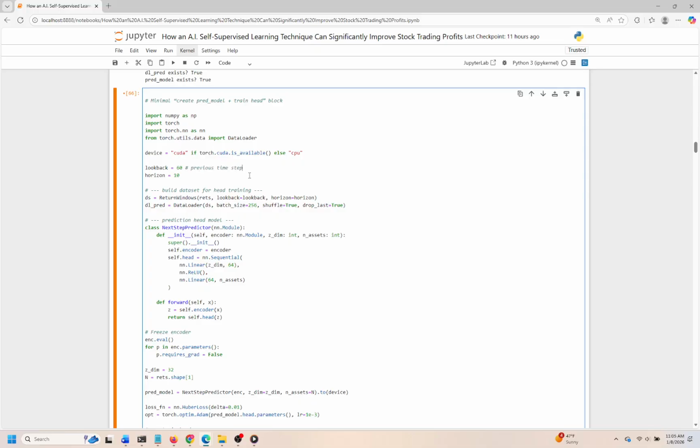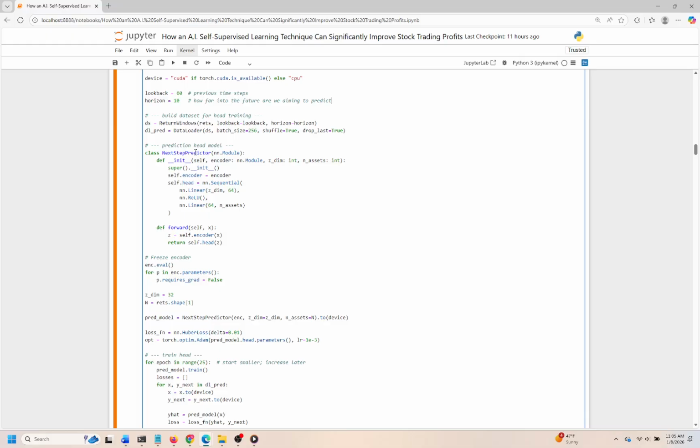Subsequently, we construct a dataset tailored for training our prediction model. The return windows class, which acts as a data generator, produces sequences of returns that match our specified lookback and horizon. Next, we define a neural network model called Next Step Predictor. This model consists of an encoder and a prediction head, designed to take latent representations produced by the encoder and transform them into anticipated returns. It's essential to note that we freeze the parameters of the encoder to stabilize the training of our predictor head, ensuring that we only update the prediction layer during training.